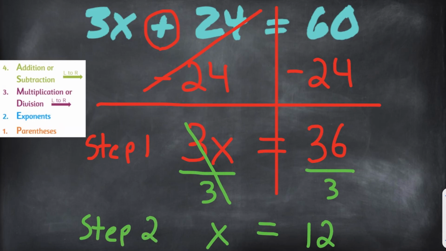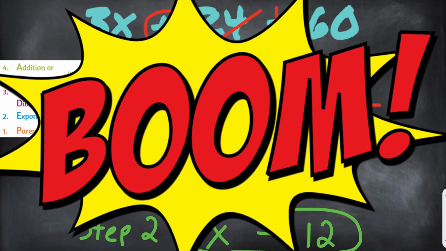Okay, and that's why we call it a two-step equation, because it took us 2 steps to get that x is equal to 12. And that is how you would solve a two-step equation.